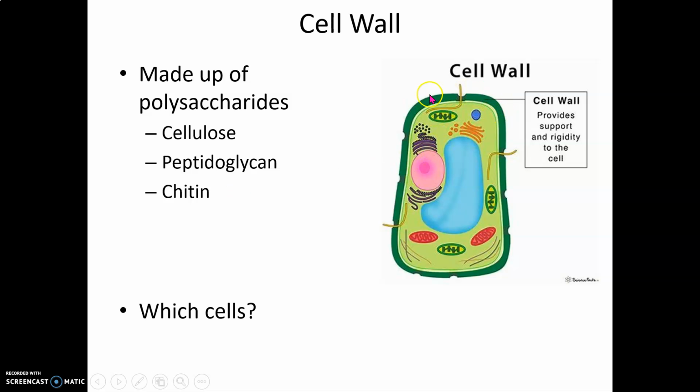Okay? So this cell wall usually gives that cell support and makes it hard. Okay, so it's like an outer hard covering. And so now which cells have it? So plants, bacteria, fungi, not animal cells.